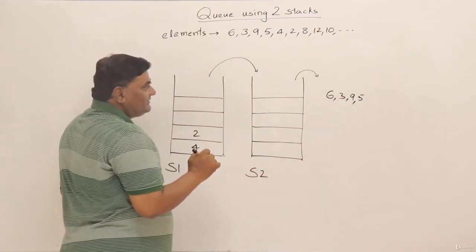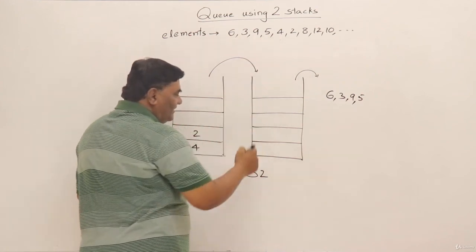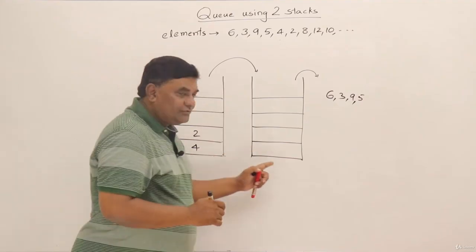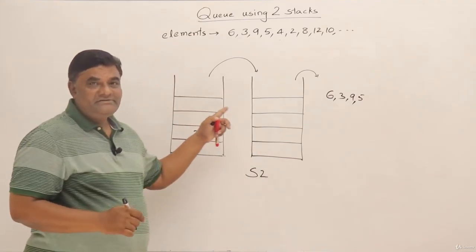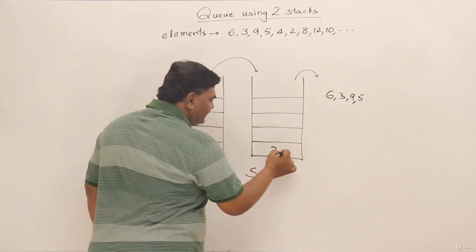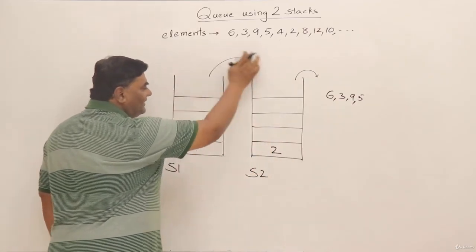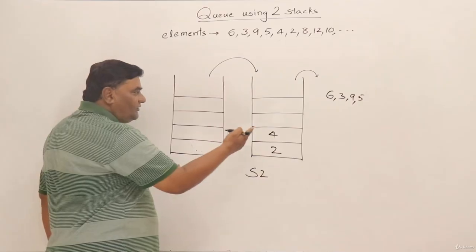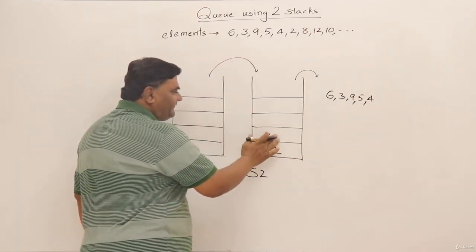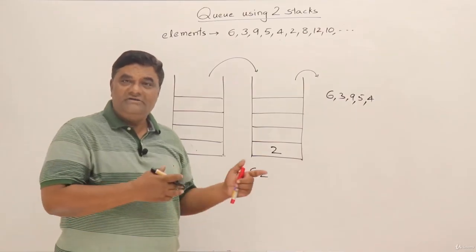Now I want to delete. Actually, which element should come out? 4. But stack 2 is empty. So what to do now? If stack 2 is empty, transfer the elements from S1 to S2. So pop out 2 and push it in S2. Pop out 4 and push it in S2. Now delete the element. So 4 will be deleted. Yes, it's working perfectly.